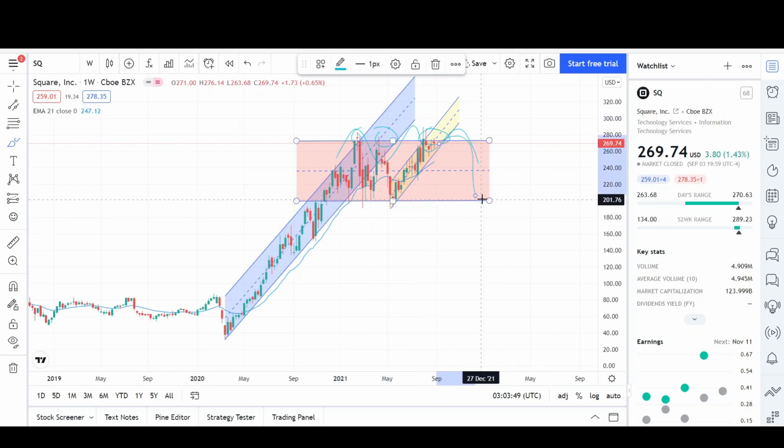But then again, like I said before plenty of times, I wouldn't go short, I wouldn't go long, I would just be neutral. But if I had to pick a side, there's more reasons to go short than long. So that's pretty much my analysis for Square.